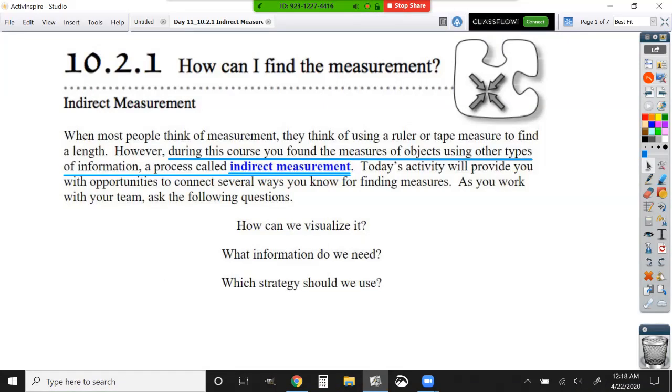As you work with your team, ask the following questions. How can I visualize it? What information do I need? And which strategy should we use? Now, I will tell you that I think this is probably one of the most important things you can do: how can you visualize it?